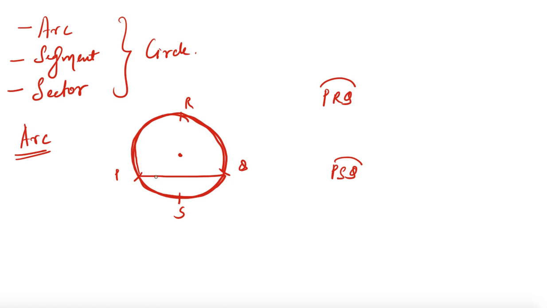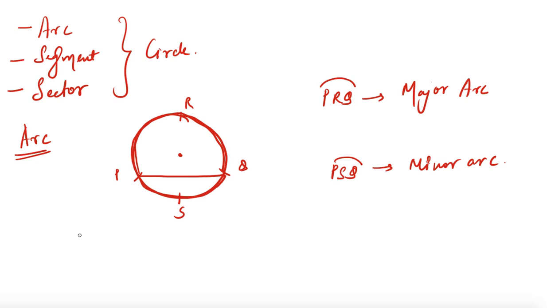This PRQ, as you can see here, has bigger length, so this is known as the major arc. PSQ, being smaller in length, is known as the minor arc. Right? So this is how we get the arcs of a circle.